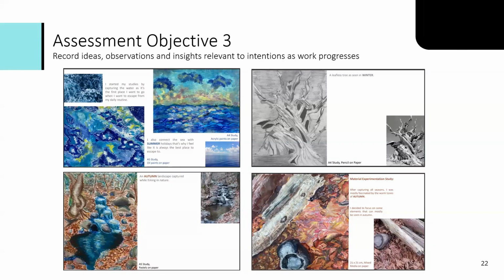Drawing from first-hand observation is beneficial for the candidate to develop their visual language skills, but recording from the candidate's own photography and secondary sources are also credible sources of visual information. Annotation is brief but concise and meaningful. The candidate writes, "After capturing all seasons, I was mostly fascinated by the warm tone of autumn. I decided to focus on some element that can mostly be seen in autumn."